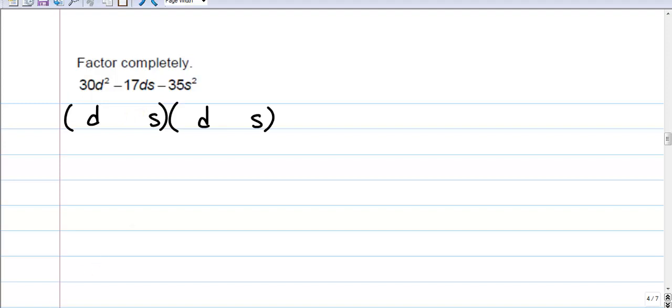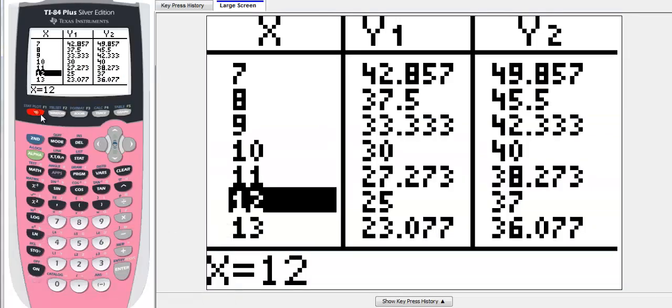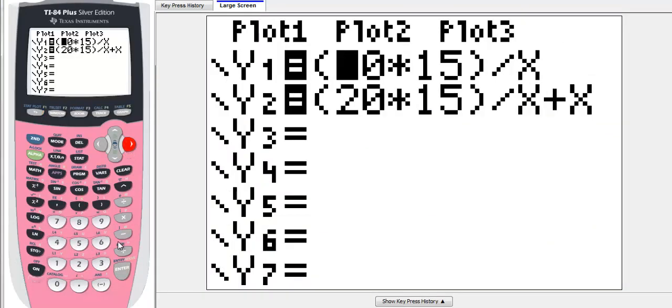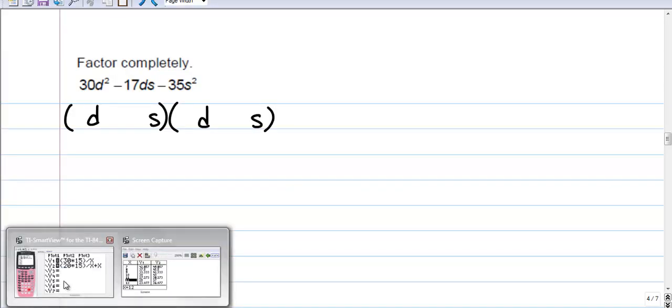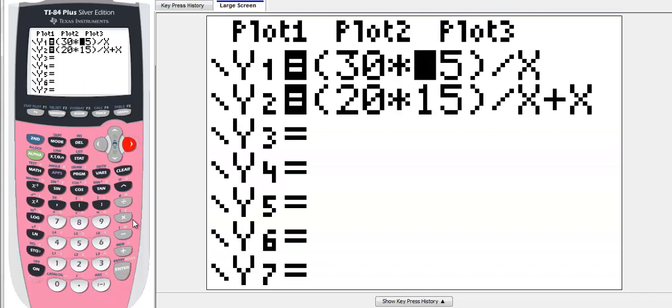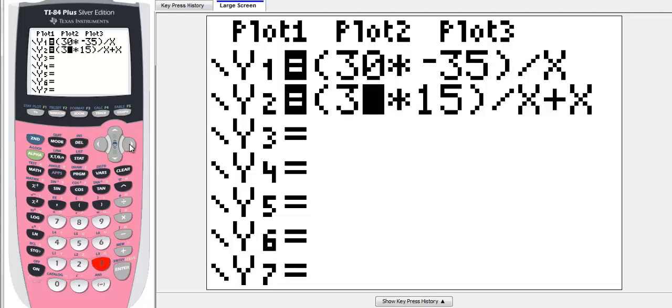So what I'm going to do is I'm going to go to my calculator, and I'm going to change this to 30 and negative 35. 30 times negative 35. And then down here, same thing. I'm going to do 30 times.